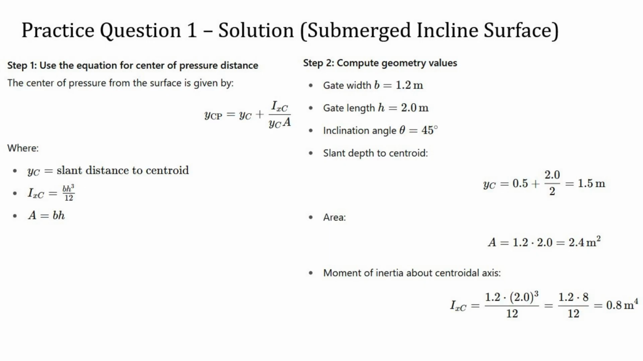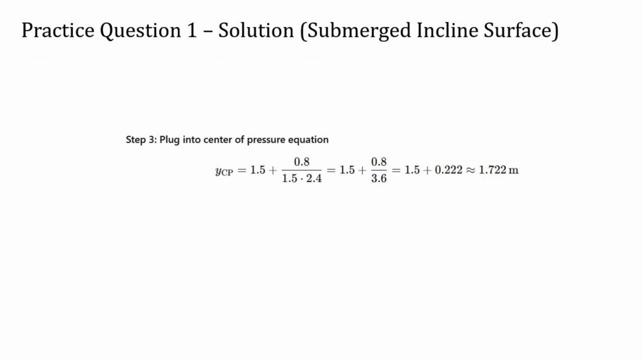For the moment of inertia about the centroidal horizontal axis, we use the standard formula for a rectangle and compute it to be 0.8 meters to the fourth power. Finally, we substitute all of these values into the center of pressure equation. This gives us a final slant distance from the surface to the center of pressure of approximately 1.722 meters. When rounded to match the options provided, we get 1.71 meters, which matches answer choice D.